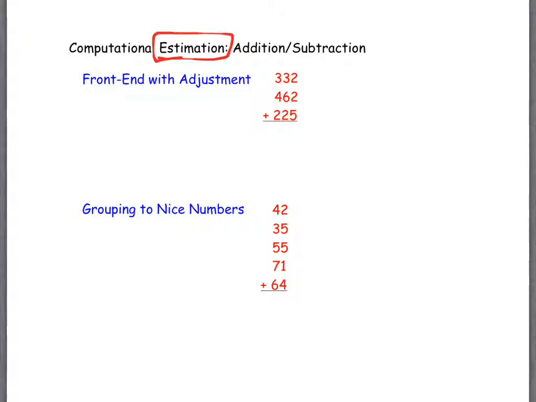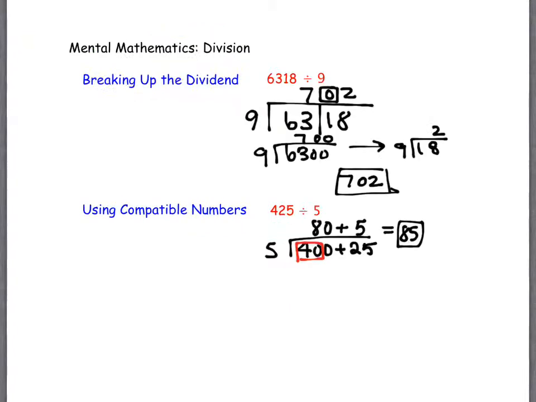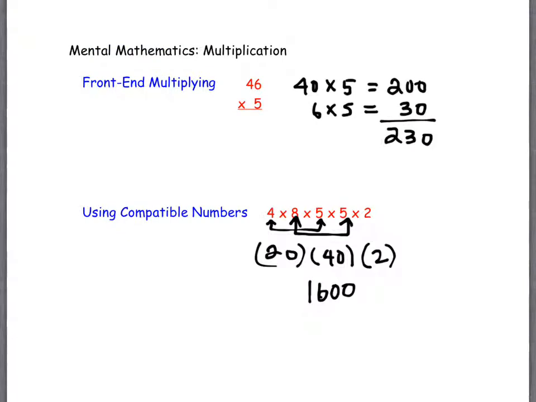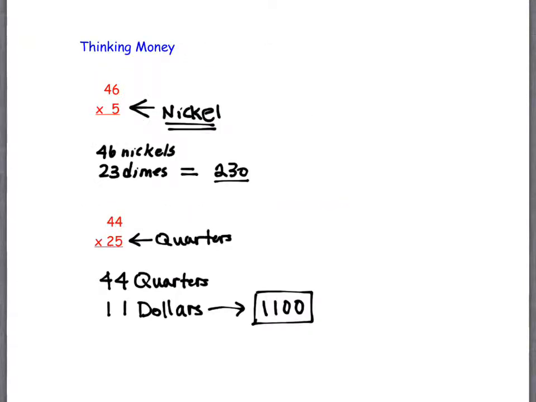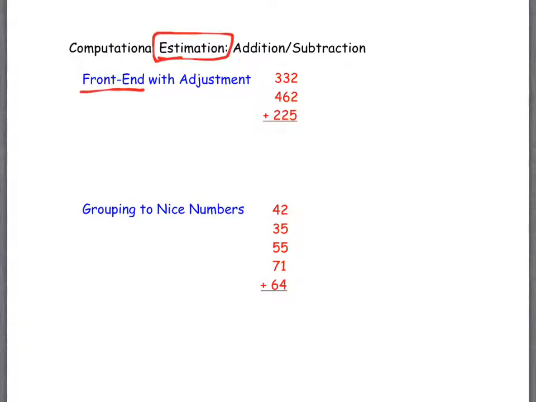Okay, so for instance, you've seen this now 3 times. You saw it on your last test, didn't you? Front-end estimation. I think it was your test. Maybe it was my Math 2 test. What's the other one? Okay, they saw it recently. You saw it just a moment ago right here. Front-end multiplying, right? And we're going to do something here now called front-end with adjustment.